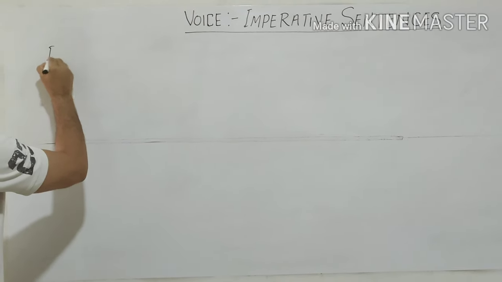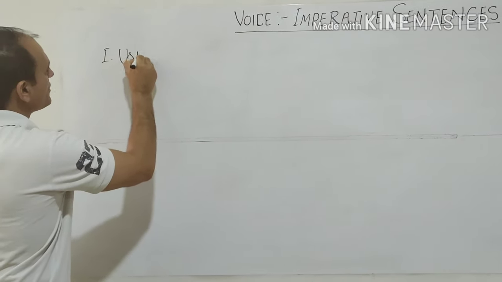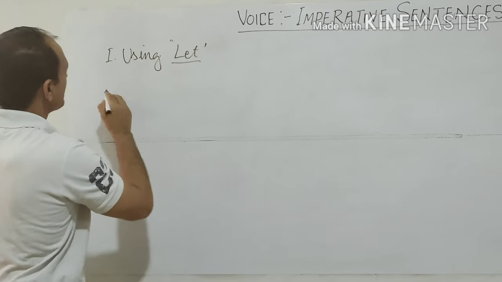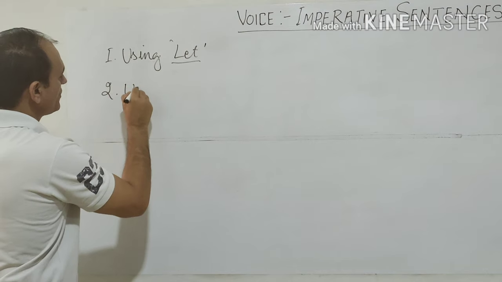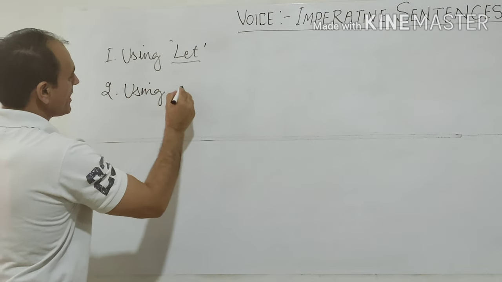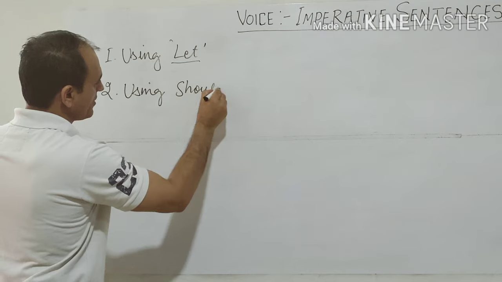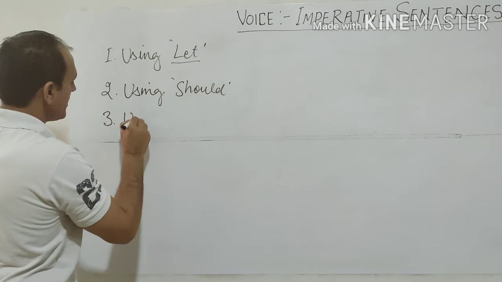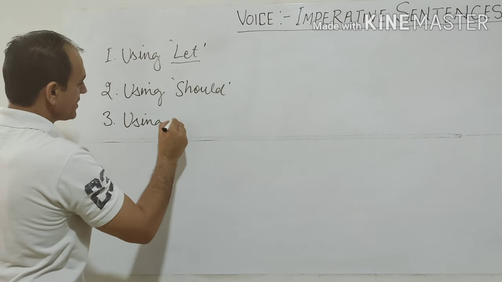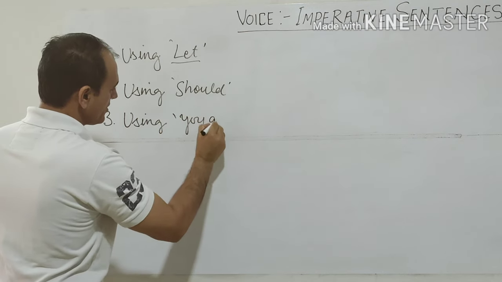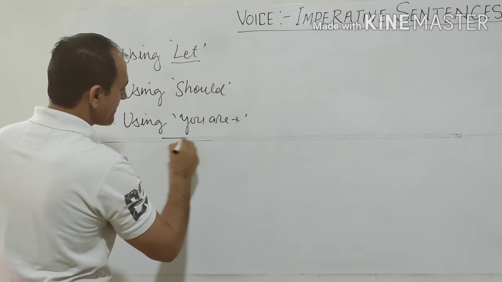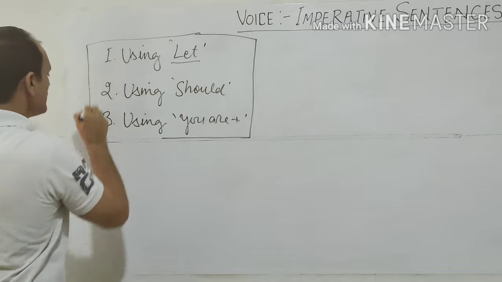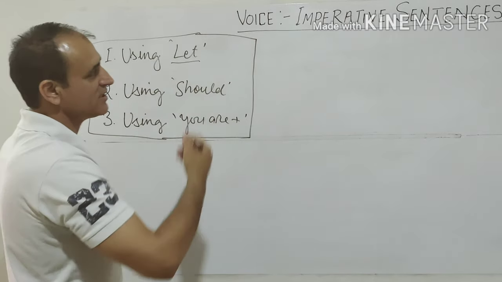Number one, by using let. Number two, by using should. And number three, by using you are plus. So these are the three ways, and we can apply any one of them to change imperative sentences into passive voice.